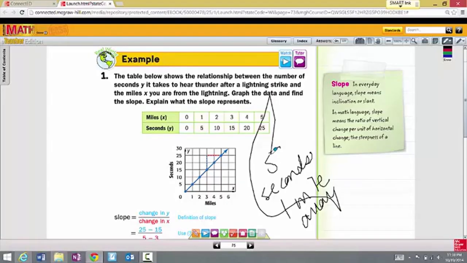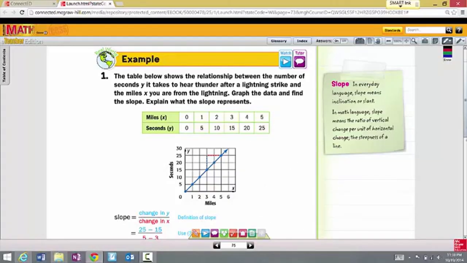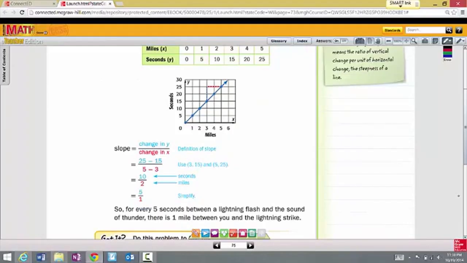The lightning is 1 mile away. For every 5 seconds after the lightning strikes that you hear the thunder, it's 1 mile away. That's what that means. And that's how you would write it. Then you have to explain it in words.